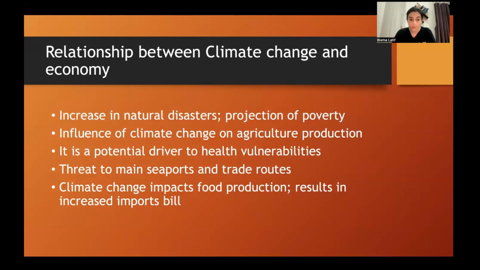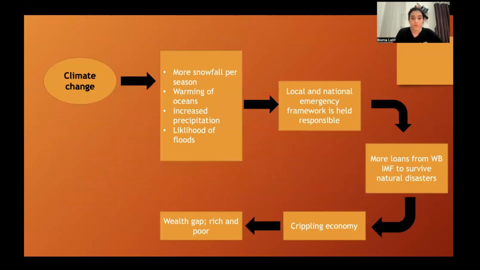Threat to main seaports and trade routes. Gwadar is our main seaport, and Balochistan, the whole of it, is underwater. So the main trade routes and seaports are very much vulnerable to climate change. Climate change impacts food production and results in an increase in import bills. As you all know, in Pakistan we import wheat, petrol, and tea. All the main crops essential for day-to-day lives are imported. Now what will happen: we already have a crippling economy, our import bill keeps increasing, and exports are decreasing equally. So that is how we define the relationship between climate change and economy. This is a flowchart that I've made to ease up the whole process of climate change and economy.